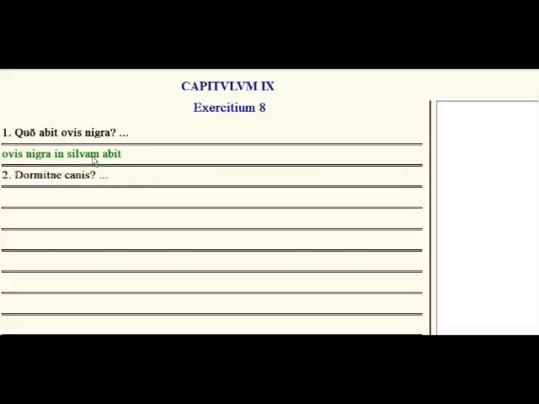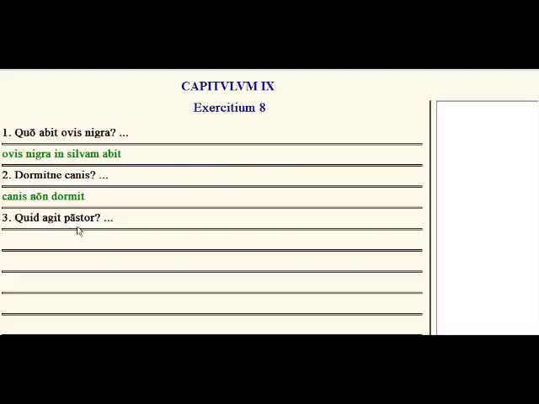Okay, let's try number 2. Dormitne canis? Is the dog sleeping? Well, we know what the dog does, right? The dog latrat, bow bow. So canis non dormit. Non dormit canis. There we have it. Canis non dormit. Okay, let's try one more.